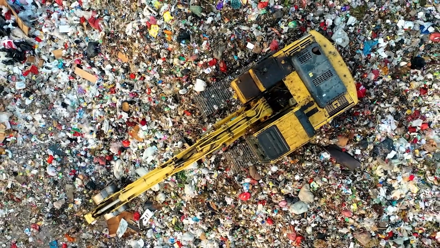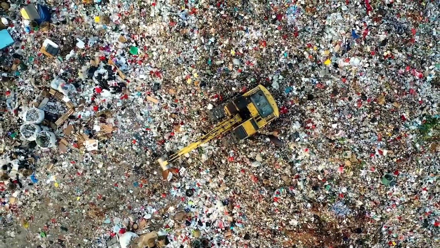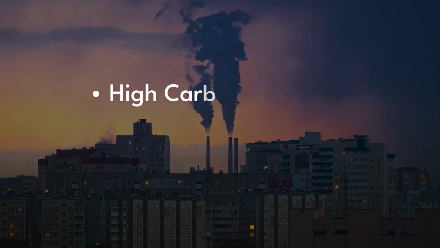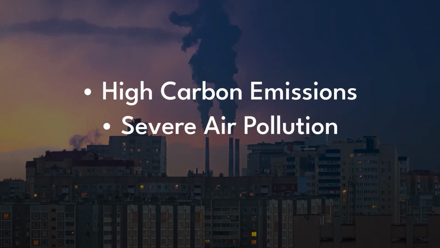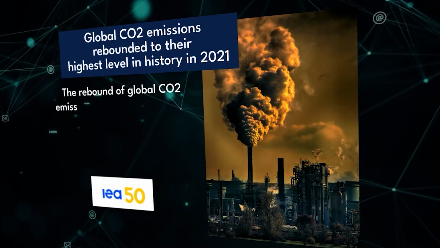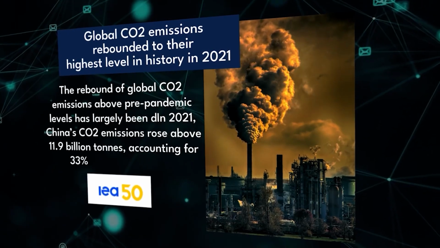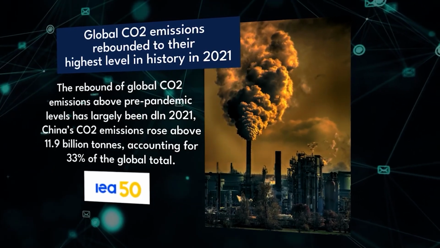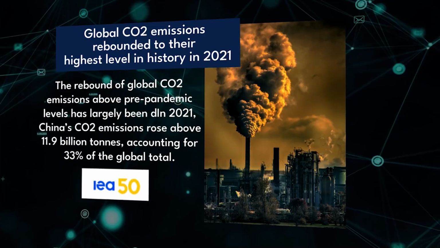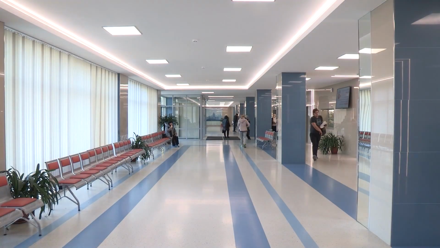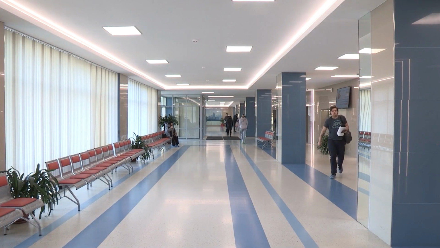China's rapid GDP growth has been accompanied by significant environmental damage, including high carbon emissions, severe air pollution, and water scarcity. According to the Global Carbon Atlas, in 2021, China's carbon emissions accounted for nearly 1/3 of the world's total carbon emissions. GDP doesn't measure education, healthcare, or well-being.